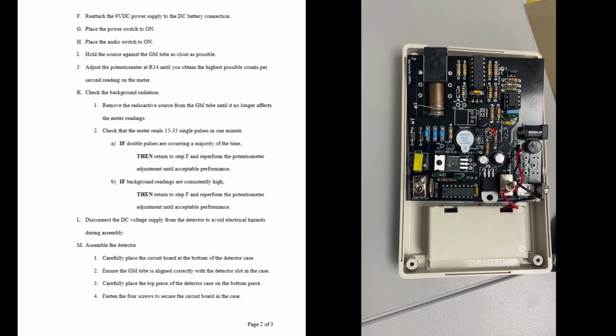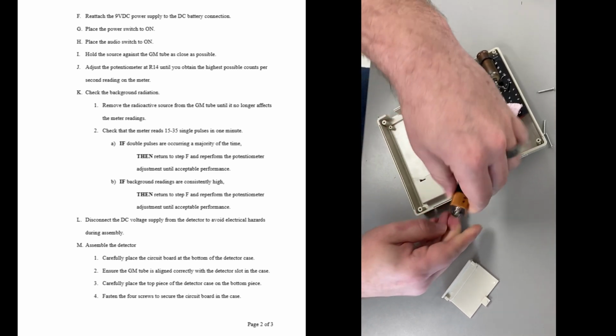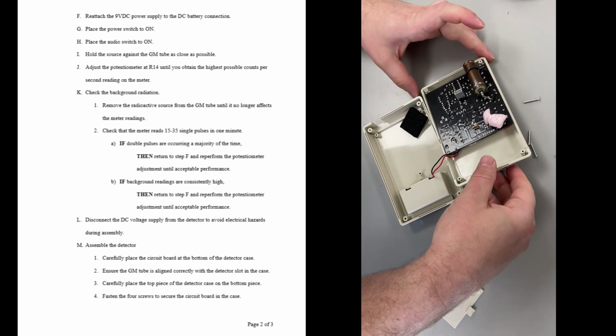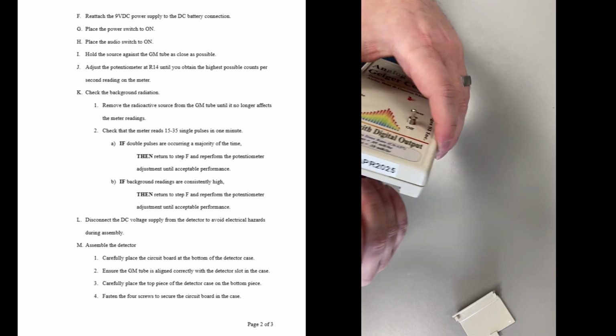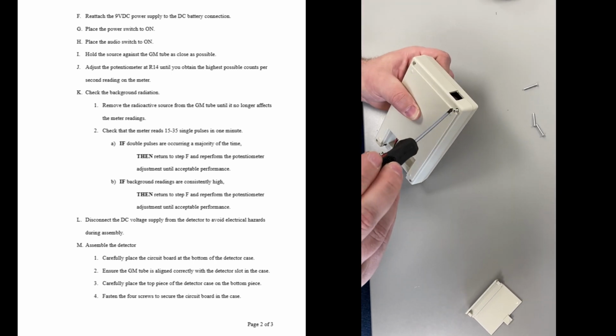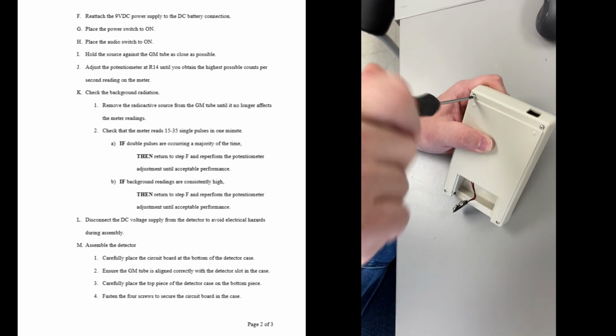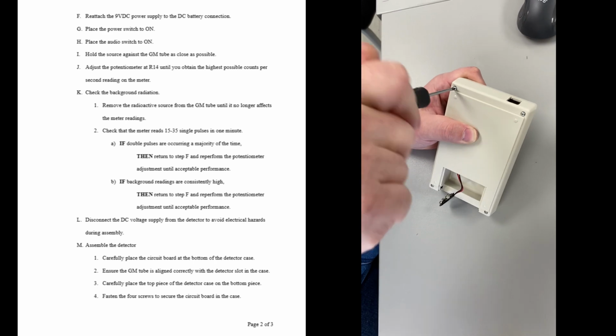After performing the potentiometer adjustments, you would want to disconnect the DC voltage supply from the detector to avoid electrical hazards during assembly. And then you'd simply just want to reassemble the detector. So you'd carefully place the top part back on. You'd ensure the tube is aligned correctly with the detector slot. Carefully place the top piece of the detector back on the bottom piece. And then you'd fasten the 4 screws to the circuit board in the case. Once that is complete, you have successfully calibrated the detector and you are ready to move on to using the detector.